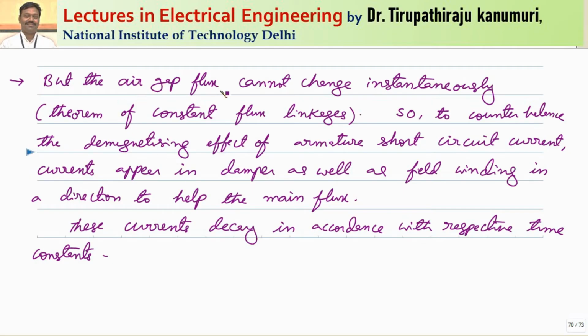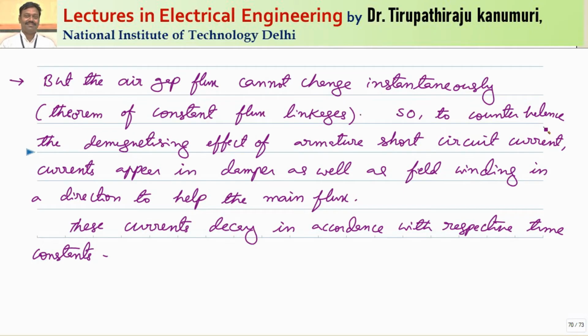But the air gap flux cannot change instantaneously, as per the theorem of constant flux linkages, or otherwise we can say the magnetic field energy, half L i squared, is already stored in the alternator. That energy cannot change suddenly. That is the disadvantage of the inductor. As the energy cannot change suddenly, but your fault current is very high, what happens? There will be a demagnetization effect and it tries to decrease the field in the air gap. But the alternator doesn't allow it.